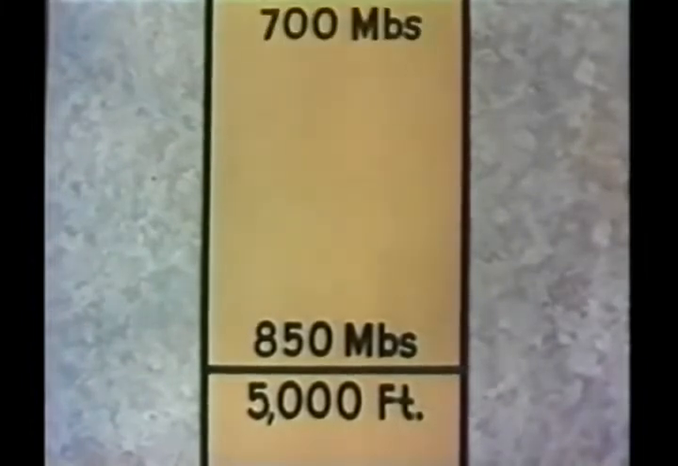Let us see how the vertical pressure gradient varies with the temperature within the column of air. In the standard atmosphere, the 850 millibar level is at 5,000 feet. And the 700 millibar level is at an altitude of 10,000 feet.